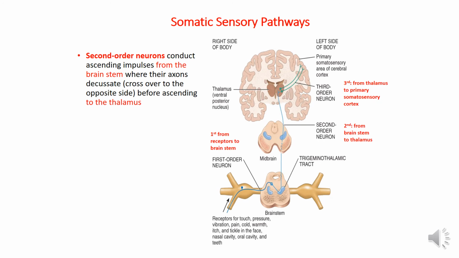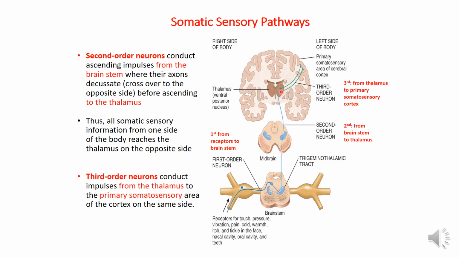Second order neuron. As I mentioned previously, the second order neuron will come either from the spinal cord or from the brainstem to terminate in the thalamus. So again, the second order neuron will come from the brainstem or from lower levels of the spinal cord and terminates in the thalamus. The third order neuron will pass from the thalamus to the primary somatic sensory area.